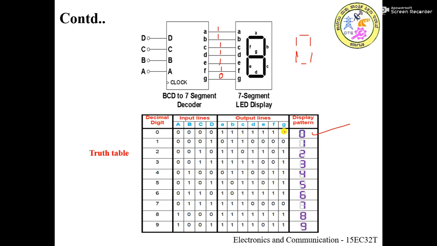In order to display 0, the BCD equivalent BCD code is 0000. For 0000, you can see here the same combination is written here, 111111, and G will be 0. This is the pattern.